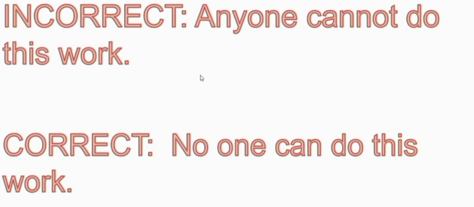The second incorrect sentence is "Anyone cannot do this work." So it's not giving sense. Instead of anyone, no one is correct. And no one can do this work. When no is there, again you cannot put not here. So "No one can do this work" is correct.